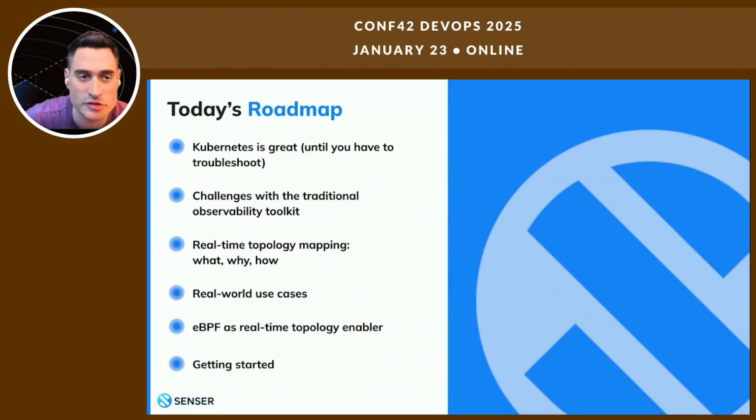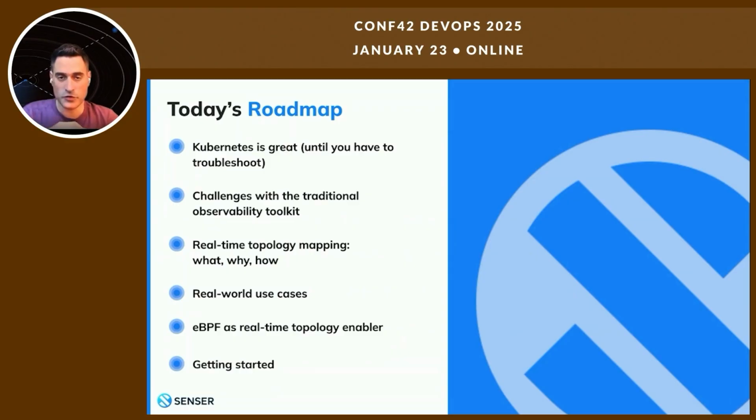So what are we going to cover today? First of all, most of you are Kubernetes users. It's great, but it's also very hard to troubleshoot. We will delve into why it's hard to troubleshoot a little further on. We will connect it with the challenges of the traditional observability toolkit, meaning if you have the classical logs, metrics, whatever, why that alone is not enough in modern dynamic environments. We're going to cover the concept of real-time topology, how it differs from dependency mapping, what it is, why, and how to implement it in real life.